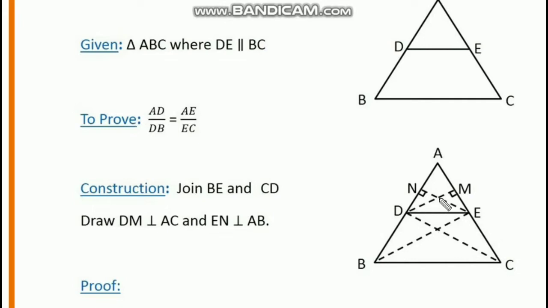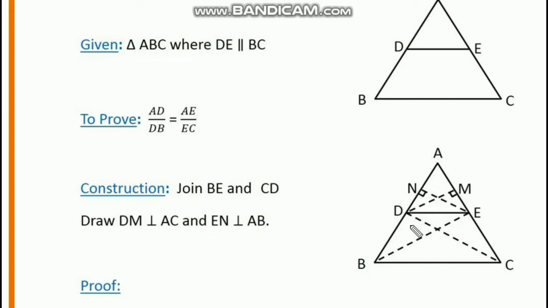Then draw DM perpendicular to AE. Next draw NE perpendicular to AD. Why are we constructing like this? Actually, first we need to find the areas. First we need to find the area of triangle ADE, next the triangle BDE. Thereafter we need to divide. So already we know that the dividing gives the ratio.